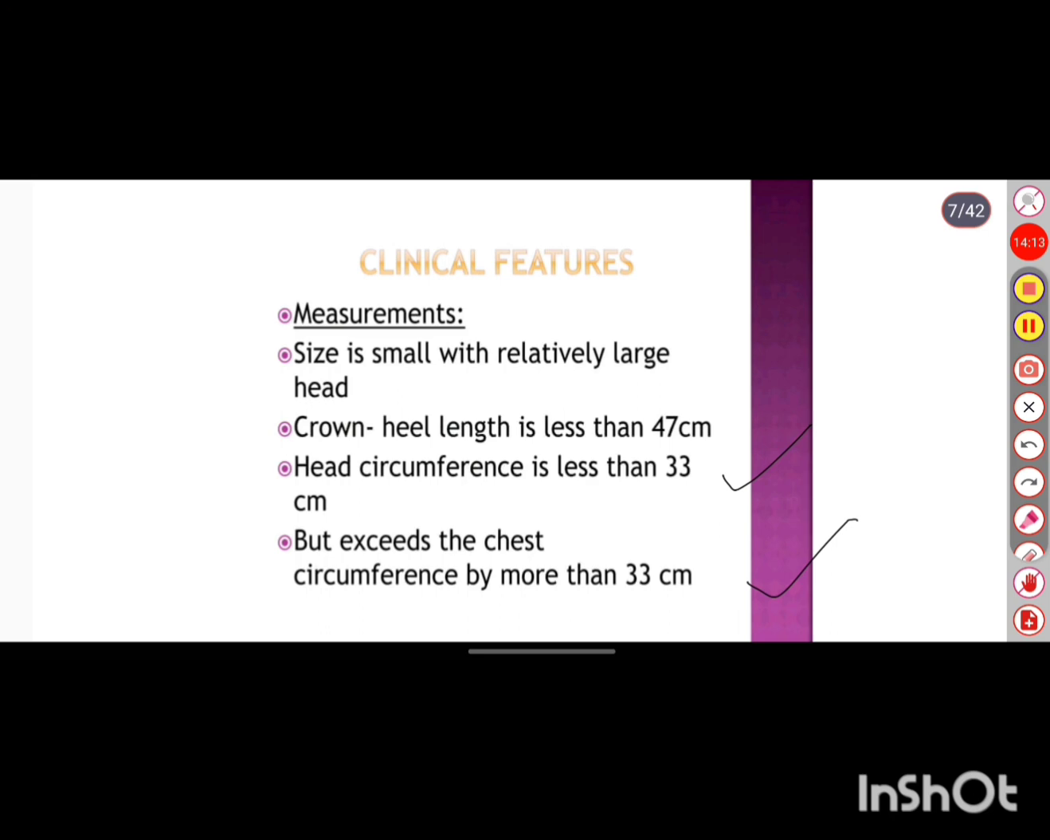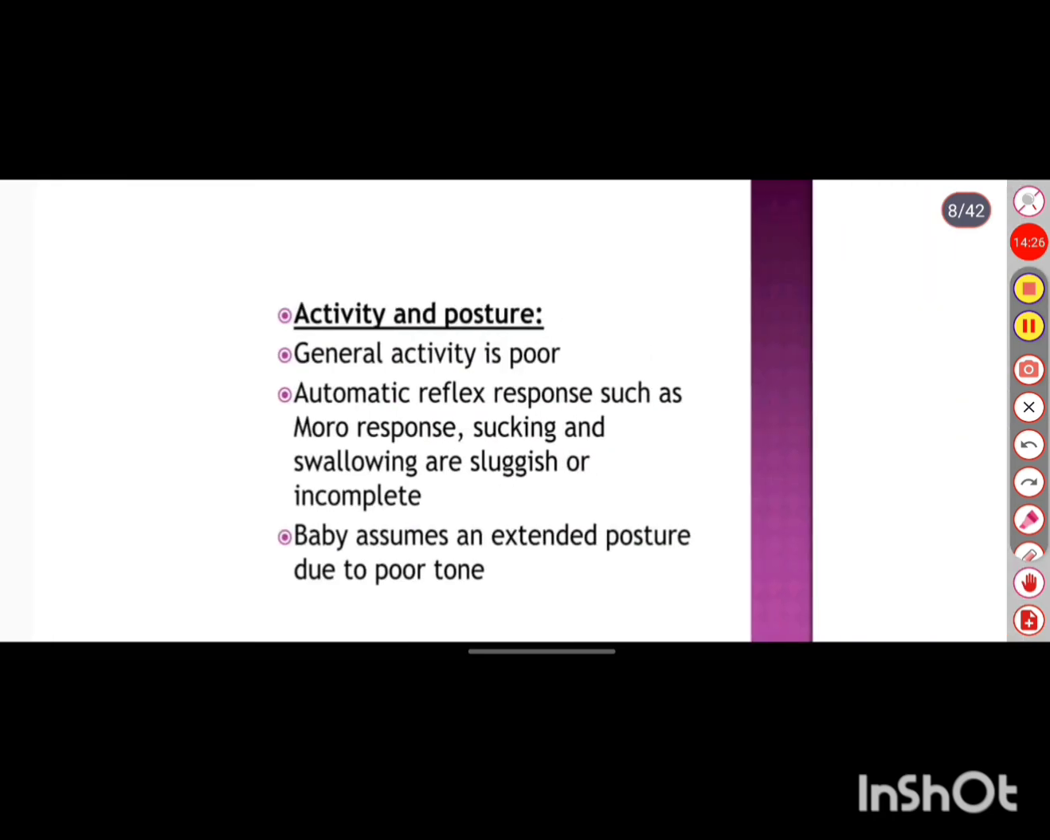So here circumference is less than 33 centimeters, but exceeds the chest circumference by more than 33 centimeters. Activity and posture. If we take up the activity and posture of these preterm babies, their activity is very poor, and also they'll have automatic reflex responses such as Moro response, sucking and swallowing reflex. They have reflexes, but they are very sluggish, and sometimes incomplete. And babies usually assume an extended posture due to the poor tone.